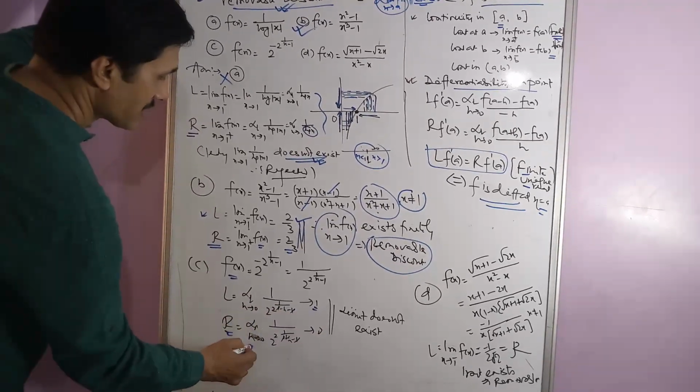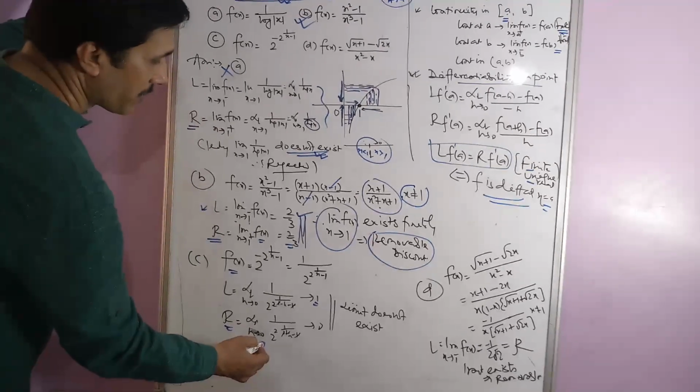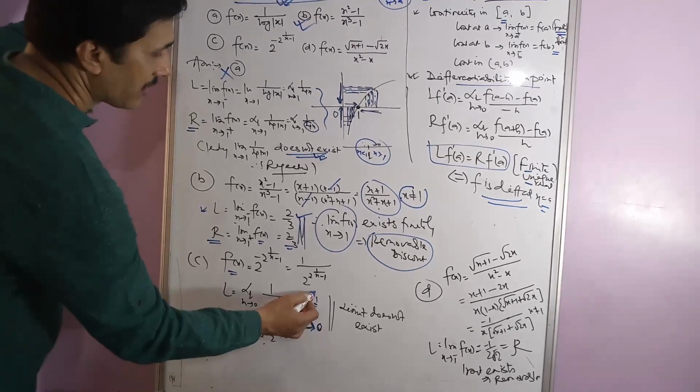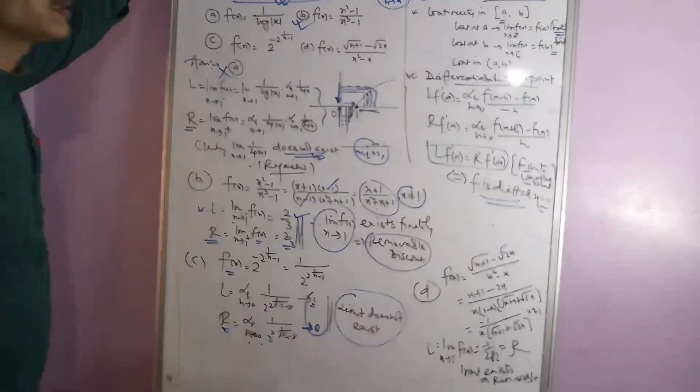When the limit h tends to 0, we replace x by 1 plus h, and this tends to 0. Here the limit does not exist, so this is not the case of removable discontinuity.